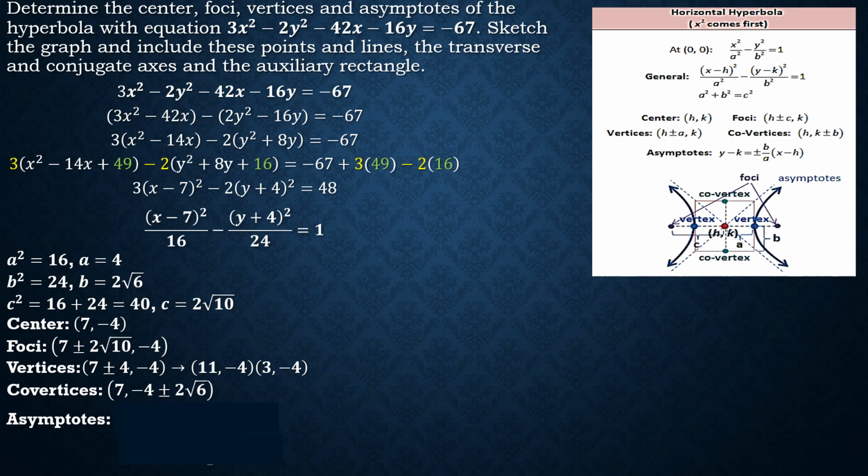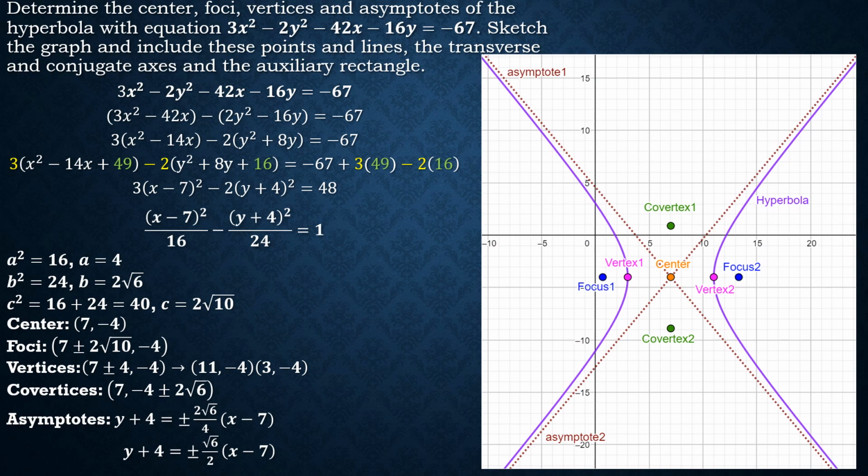For the asymptotes, let's substitute everything to the formula. So, we have y minus k equals positive negative b over a times x minus h. So, yan na. Masimplify pa itong 2 square root of 6 over 4. So, simplify natin. Okay, so yan ang ating asymptotes. I'm going to show you the graph of this hyperbola. So, ganyan siya. It is a horizontal hyperbola.